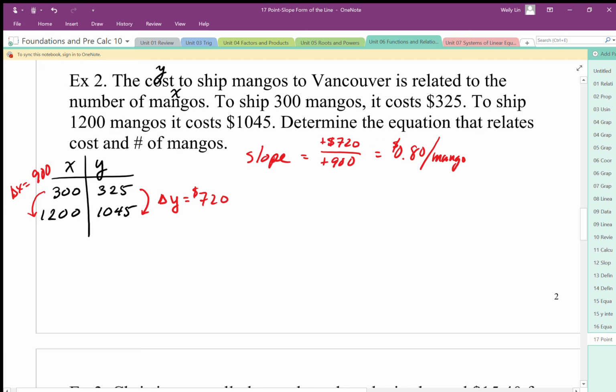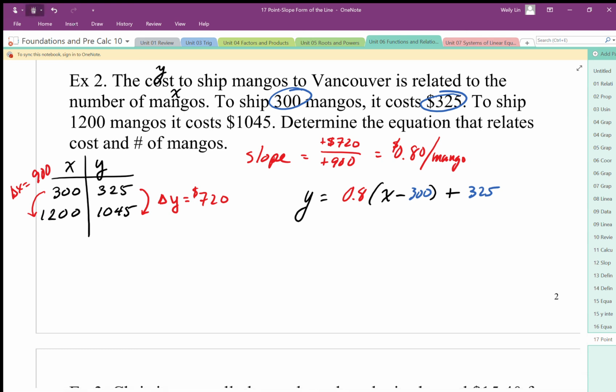I want to write the equation of the cost. So my cost y is equal to my slope, 0.8 times x minus x1 plus y1. So I want to be able to plug in any x and y pair into this equation. So I'm just going to choose 300 mangoes and $325. And there it is. There is my point slope form of the equation.